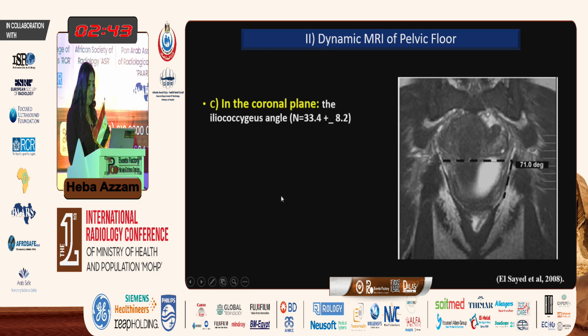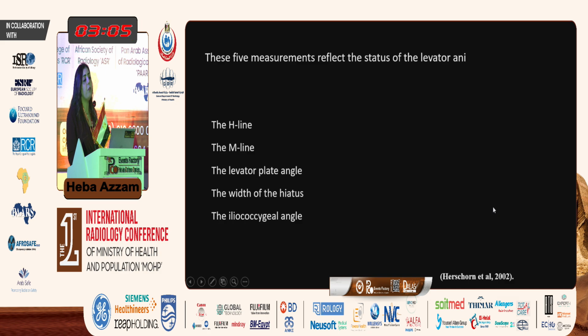And in the coronal plane, we assess the iliococcygeal angle, which is the angle measured using an imaginary line between the points of origin of the iliococcygeus muscle on both sides, this line connecting the origin of the iliococcygeus muscle, and the other line goes with the line of the muscle itself, normally at 33 degrees. So we have 5 measurements to assess the condition of the muscle: the H line, the M line, the levator plate angle, the width of the hiatus, and the iliococcygeus angle.